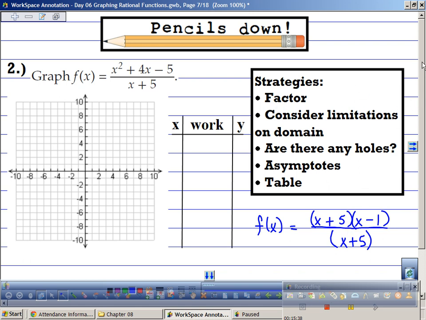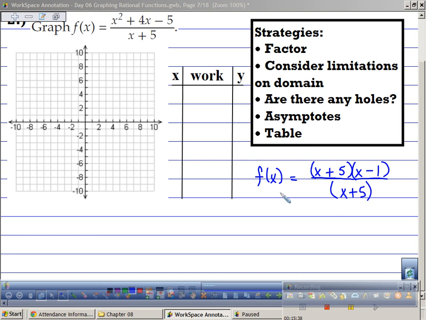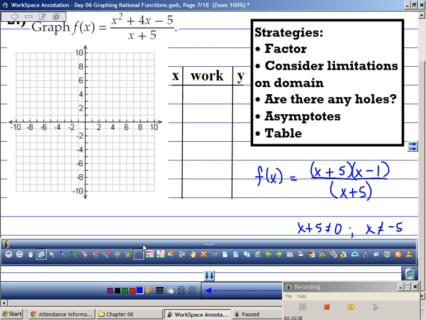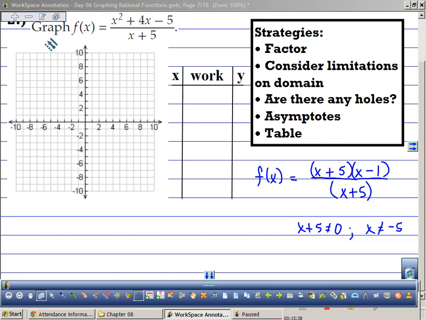Let's consider limitations on our domain. In order to do that, Evelyn, what do I need to say can't be 0? Perfect. Or x plus 5 can't be 0, therefore x can't be negative 5. Perfect. So that is our asymptote, negative 5.